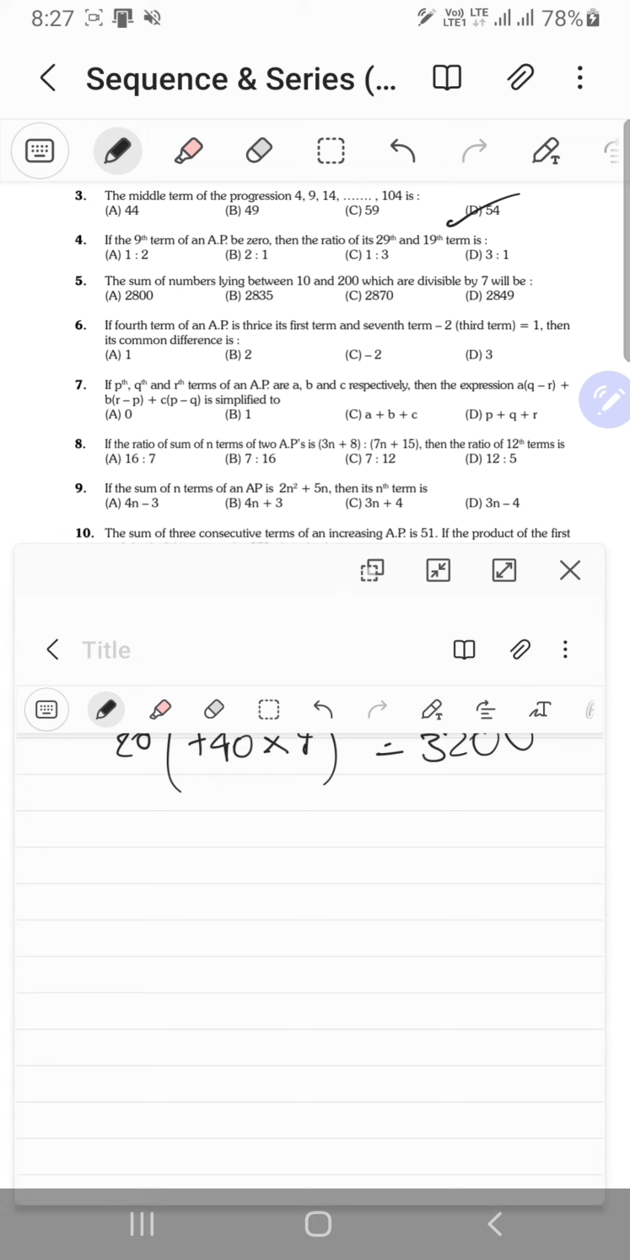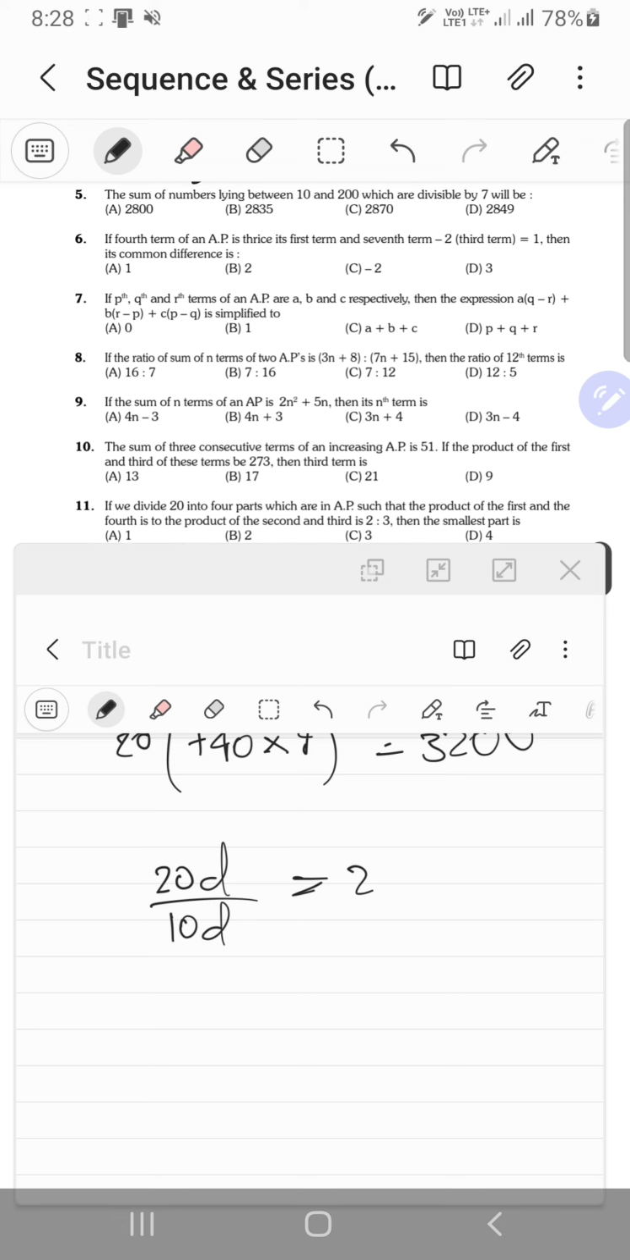Okay, just for making sure, let's do this. The skip is 100 and the common difference is 5, so 100 upon 5 is 20, and then plus 1, so that's 21 numbers, which means yes, it's correct. If the ninth term of an AP is 0, then the ratio of its 29th and 19th term. Okay, the ninth term is 0, so the 29th term will just be 20d, right? Because of a jump of 20, and the 19th term will be 10d, so it's 2 is to 1. Okay, next question.